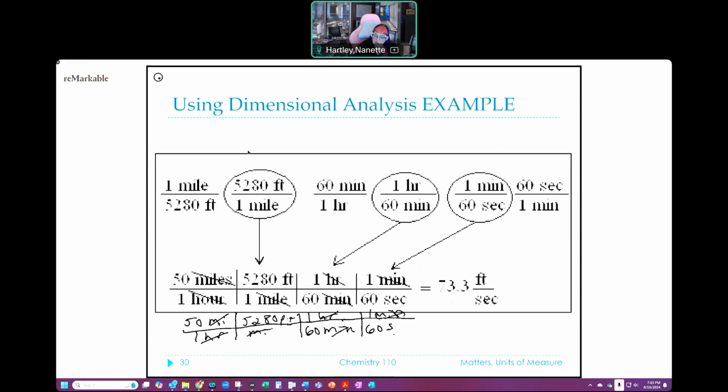And as long as the math is right, as long as I've multiplied 50 times 5280 divided by 60 divided by 60, then my math should work. Okay, so that's how we do that. Hopefully there are no questions about that, but that's my dimensional analysis example for what we're talking about here.